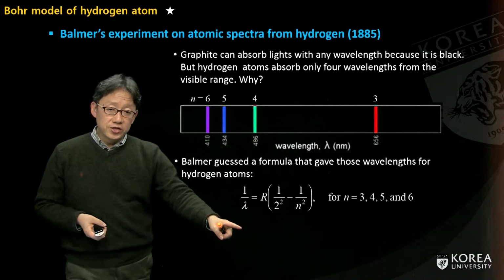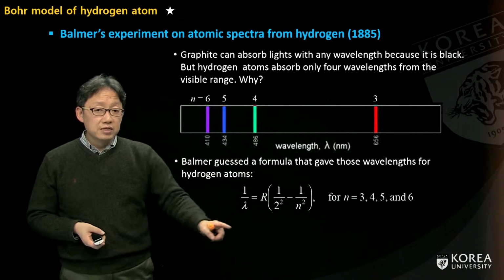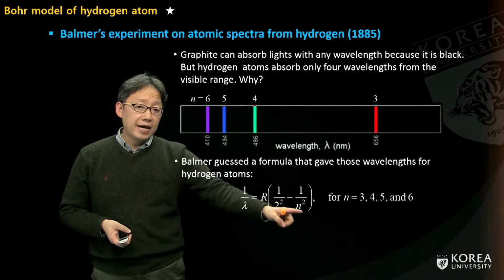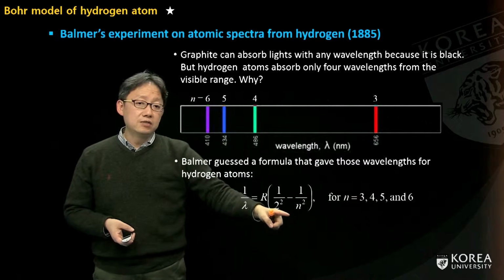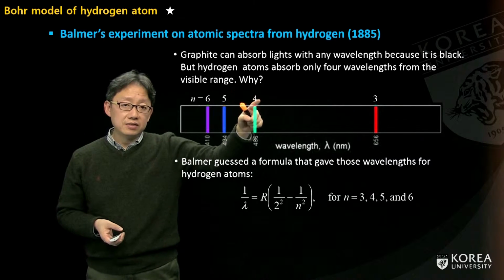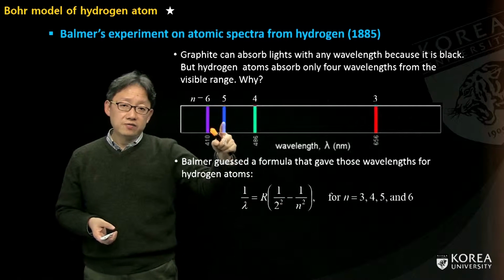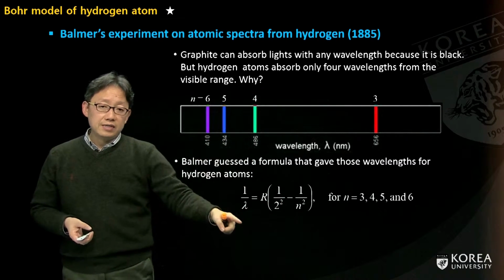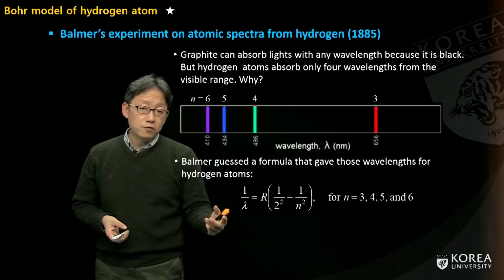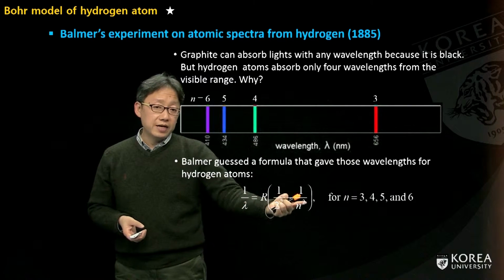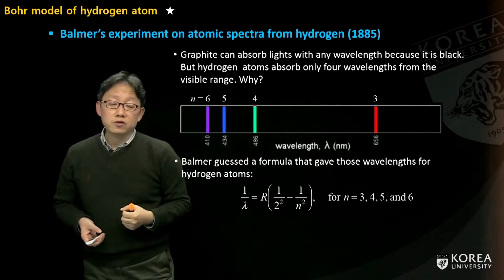For example, this equation, which is called the Balmer equation: if you insert n equals 3 here, then you will get this line. If you insert n equals 4, you will get this line. If you insert n equals 5, here and here. As you can see, the left-hand side is the inverse of the wavelength. Therefore, when you insert a higher number of n, you will get a smaller wavelength. This is simply something that Balmer guessed, and of course, he didn't know why.